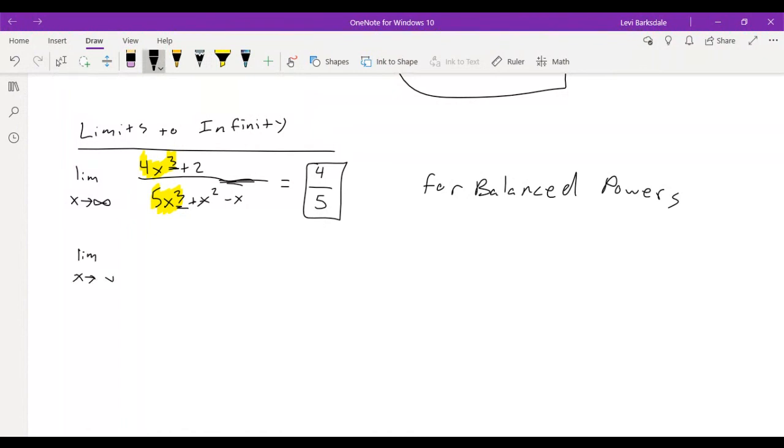If we have a limit as x goes to infinity of something like x squared plus 2 over x cubed minus 1, again, we look at just the biggest term on top and the biggest term on the bottom. We notice that our bottom power is bigger, right? 3 is bigger than 2, so our limit goes to 0. And we call this bottom heavy.